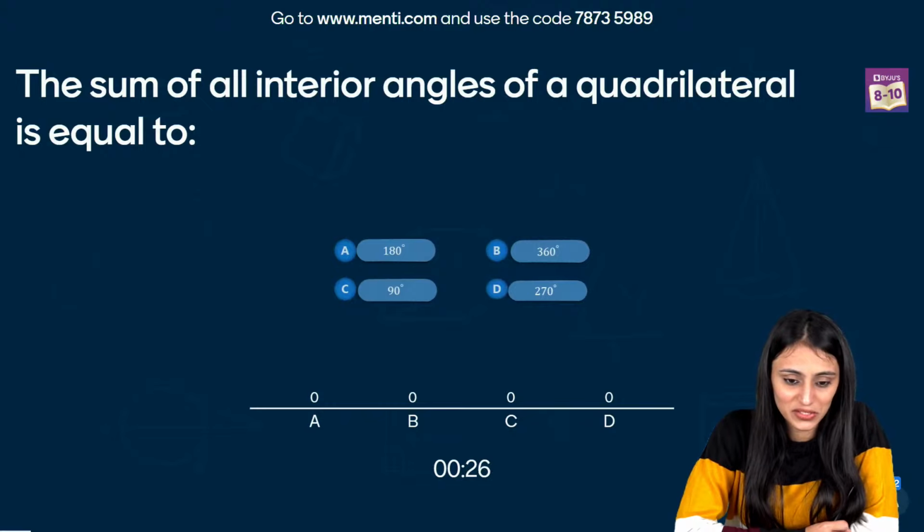Papia Das has given the answer. Wow, Papia, you're too fast.